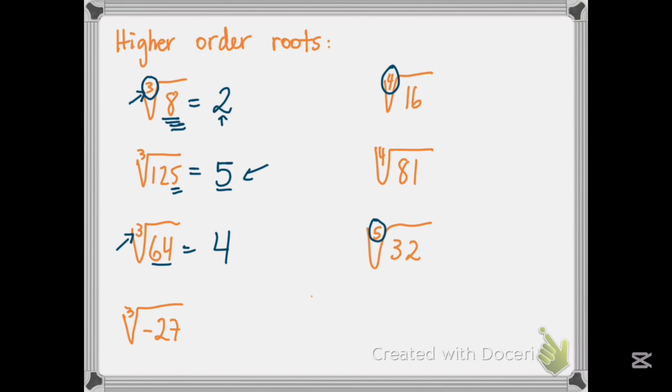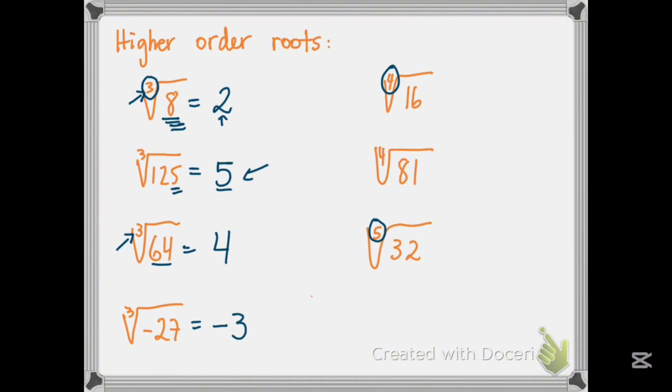Now we have a negative radicand, so we have to give a negative answer because 3 negatives gives me a negative answer. In this case, the answer is going to be negative 3 because negative 3 times negative 3 is positive 9 and positive 9 times negative 3 is negative 27. Let's move on to the next one.